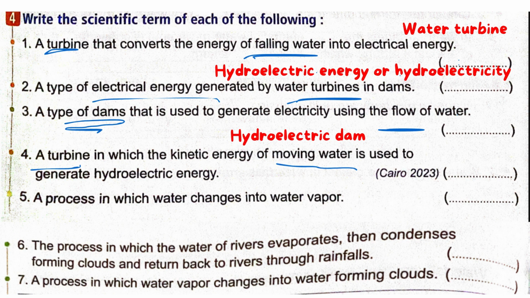Here is question number 4. A turbine in which the kinetic energy of moving water, so here we're talking about water, is used to generate hydroelectric energy. So what is this turbine? This is a water turbine.